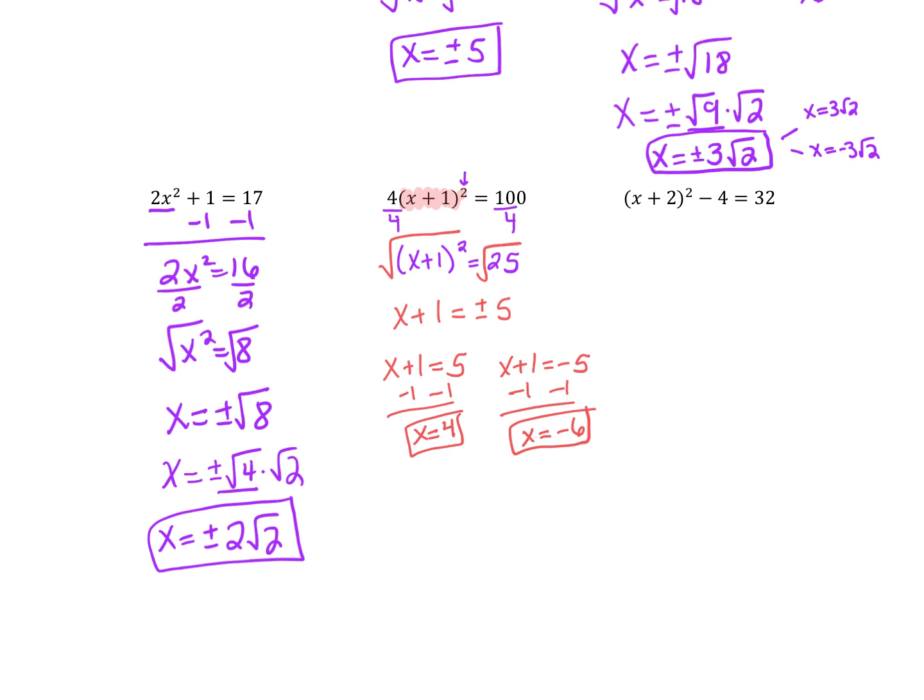Similarly, in this next problem, I want to get this x plus 2 quantity squared alone. So I'm going to add the 4. So I'll end up with x plus 2 quantity squared equals 36. All right, now I want to get this alone, so I'm going to take the square root of both sides, because that'll get x plus 2 alone. The square root of 36 is going to be plus or minus 6. So again, I'm going to have x plus 2 equals 6, and x plus 2 equals negative 6.